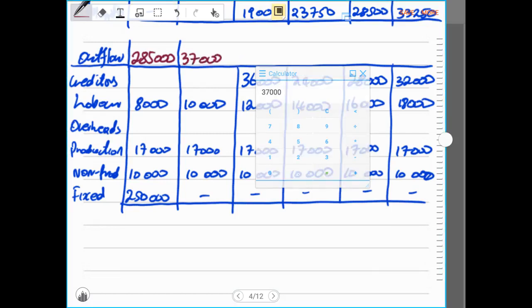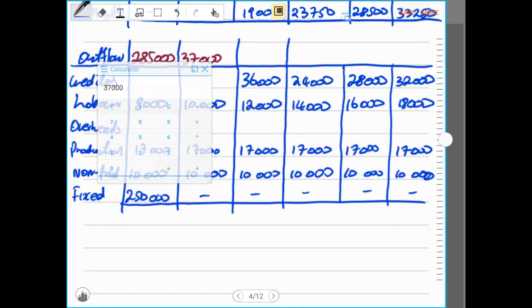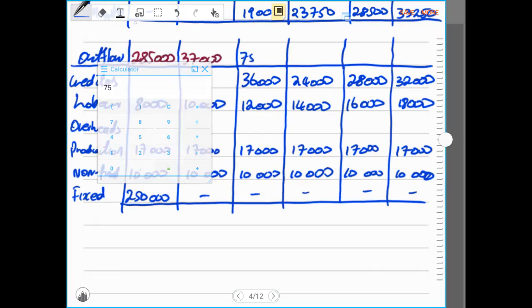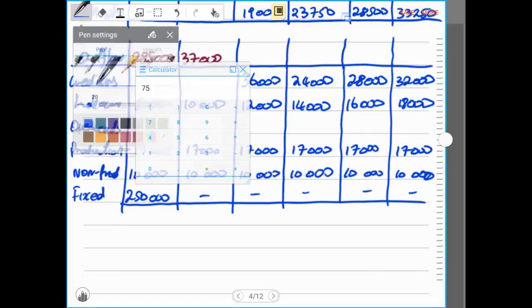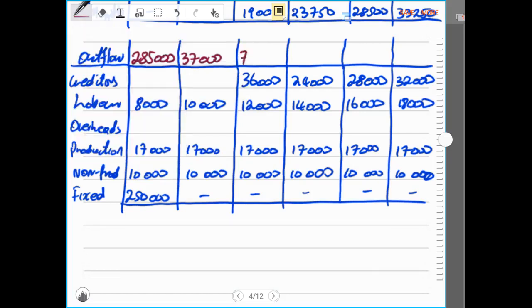Then we go to the next month and up to the last month. The next month will be 36,000 plus 12,000 plus 17,000 plus 10,000. That will give us 75,000 rands.